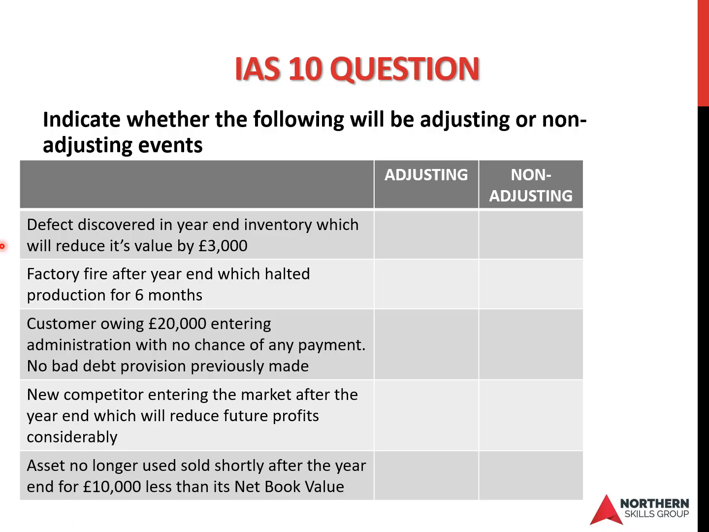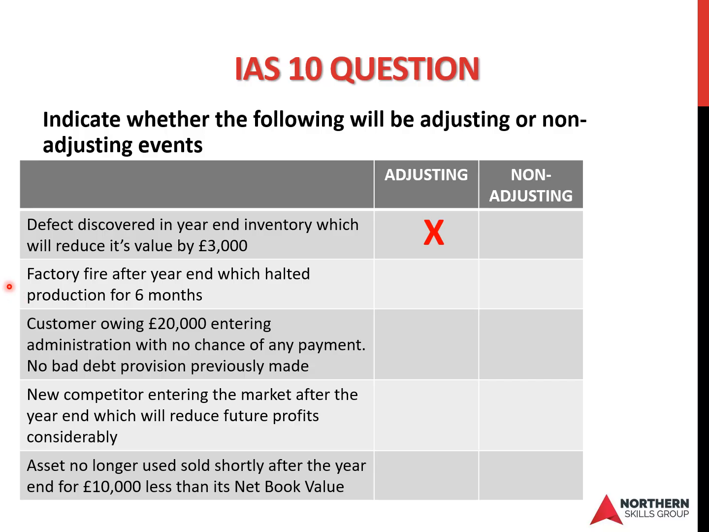So first of all, we've got a defect in inventory that's going to reduce its value by £3,000. Now, although it was discovered after the year end, that defect was already there in the stock at the end of the year, so it was already going to affect the value of the inventory, and so that would require an adjustment to the inventory value in the statement of financial position.